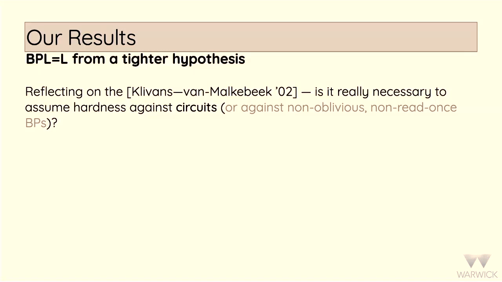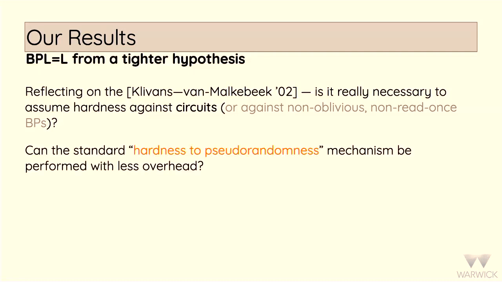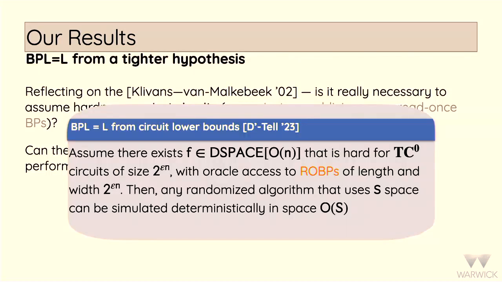But first, we reflect on the standard hardness to de-randomization result for BPL and ask whether it's really necessary to assume hardness against circuits, like what Klivans and van Melkebeek assume. And indeed it's not. Stated differently, can the standard hardness to randomness mechanism be performed with less overhead? And this is our result. This is a preliminary warm-up result before the minimal overhead result.